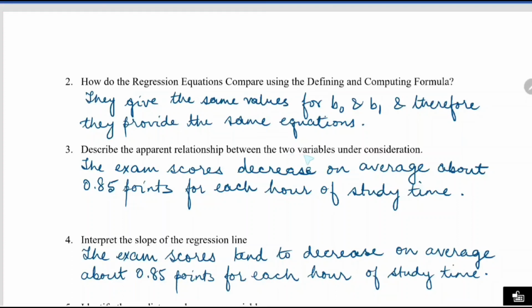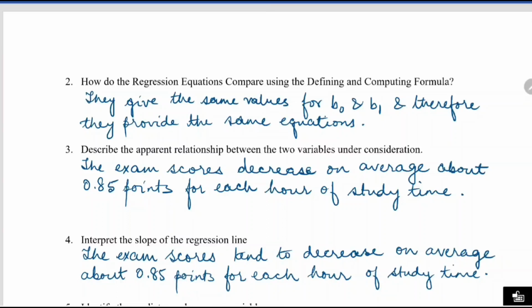Describe the apparent relationship between the two variables under consideration. So based on the equation, you just have to say the exam scores decrease on average about 0.85 points for each hour of study time. So you have to be specific and relate the relationship to the equation that you came up with. We saw that we had a negative slope, therefore the scores are decreasing as the hours of study are increasing. So you have to answer this question in context of the problem and the equation related to it.